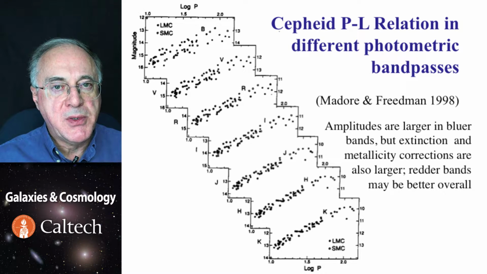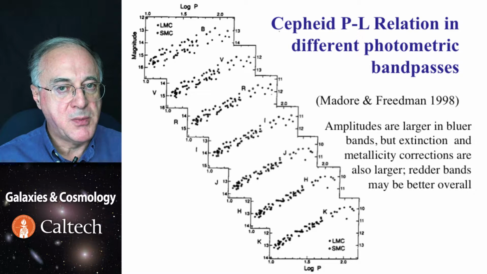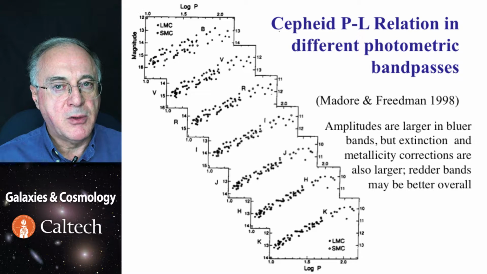Here are some examples of Cepheid period-luminosity relations in Magellanic Clouds in different filters. The scatter is biggest in the blue band and the smallest in the near infrared. However, the amplitudes are biggest in blue and smallest in near infrared. It's a good idea to observe them in different bands so that the effects of extinction can be taken out.